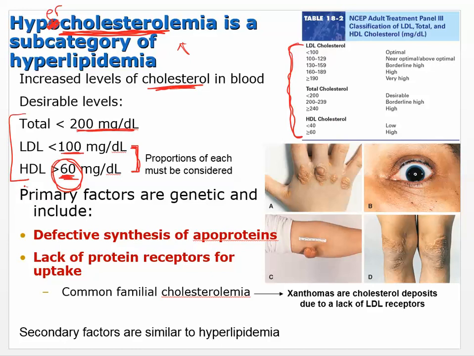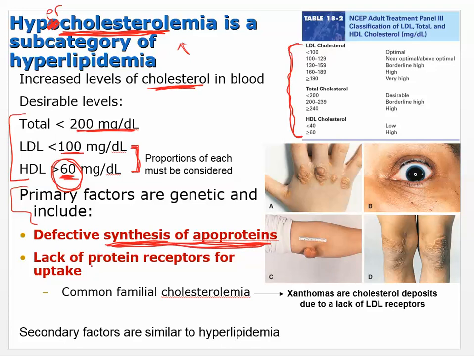Again, primary factors are genetic. This is actually pretty important. When we're talking about how your lipoproteins are either high or low, you can say, I make way too many, and of course we're mostly worried about LDLs. So I make too many of them. That's synthesis of apoproteins. That's why they're high: I make too many.